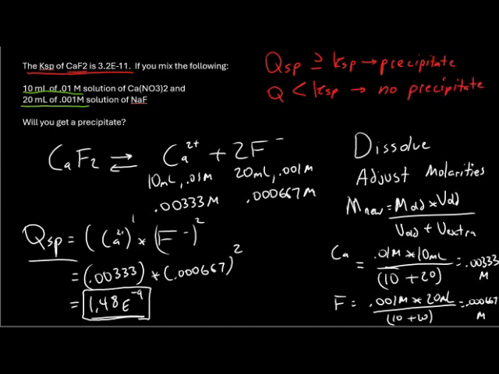Let's compare this to Ksp. Our Ksp was 3.2 times 10 to the negative 11th. Based on the scientific notation, we can say that Qsp is a little bit higher than Ksp, and therefore we will say, yes, we will make a precipitate if we mix these two solutions together. You can do this for any compound as long as you know its Ksp.